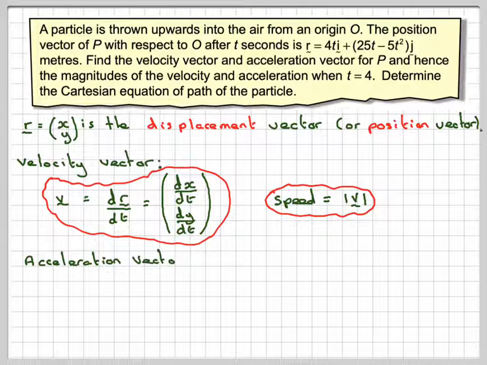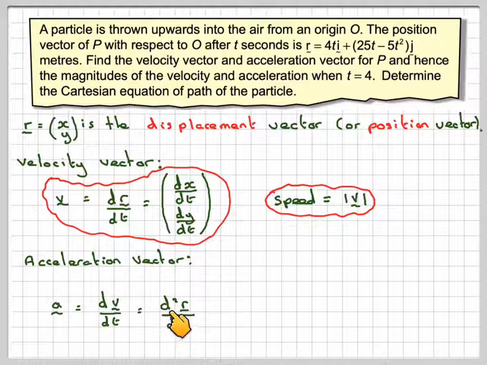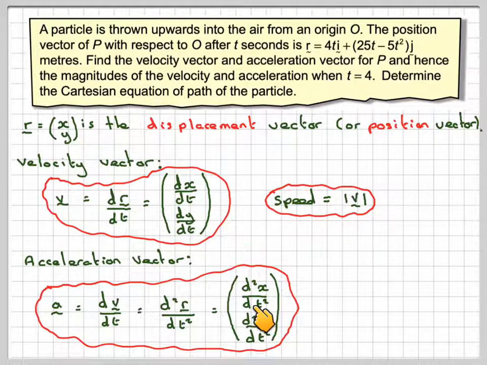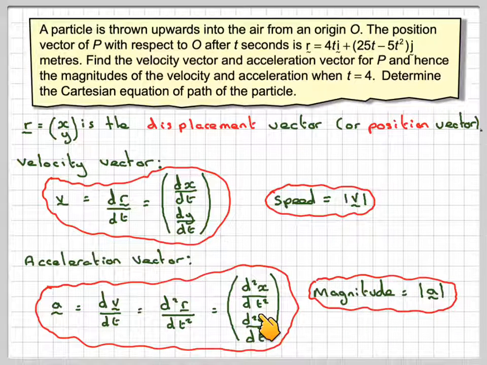Acceleration, surprisingly enough, if you differentiate the velocity vector with respect to time, you will get the acceleration vector. So that means that you would have to differentiate the displacement vector twice, or you need to do d squared x by dt squared, and the same for y. And of course, if you want the magnitude of that, then you just find the magnitude of that vector. So you need to know how to find the magnitude of a vector and what it means.